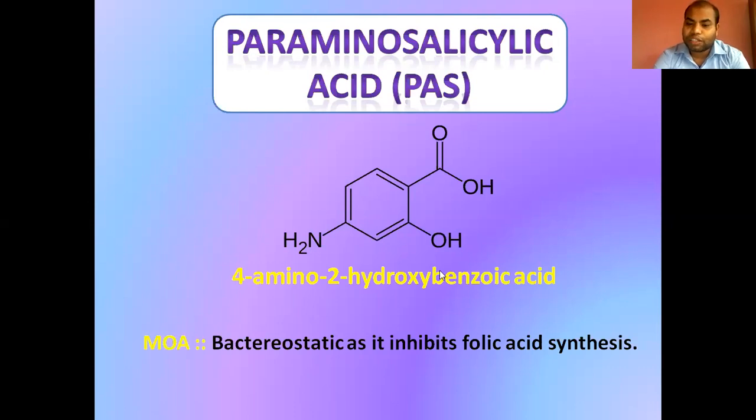This is the correct IUPAC name of para-amino salicylic acid. Para-amino salicylic acid is the common name. The IUPAC name is 4-amino-2-hydroxy benzoic acid. So in terms of mechanism, it is a kind of sulfur drug.